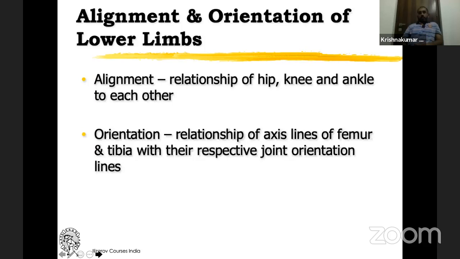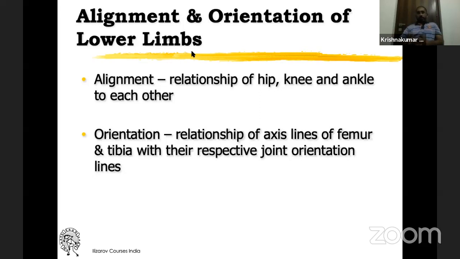So let's come to the two terminologies. One is alignment, and the second is orientation. These are two different terminologies which we would be using regularly once we start discussing deformities. Alignment is the relationship between the hip, knee, and ankle to each other. They follow a particular relationship between each other in a normal limb. Orientation is something different, which is the relationship of the axis lines of individual bones to their adjacent joints.